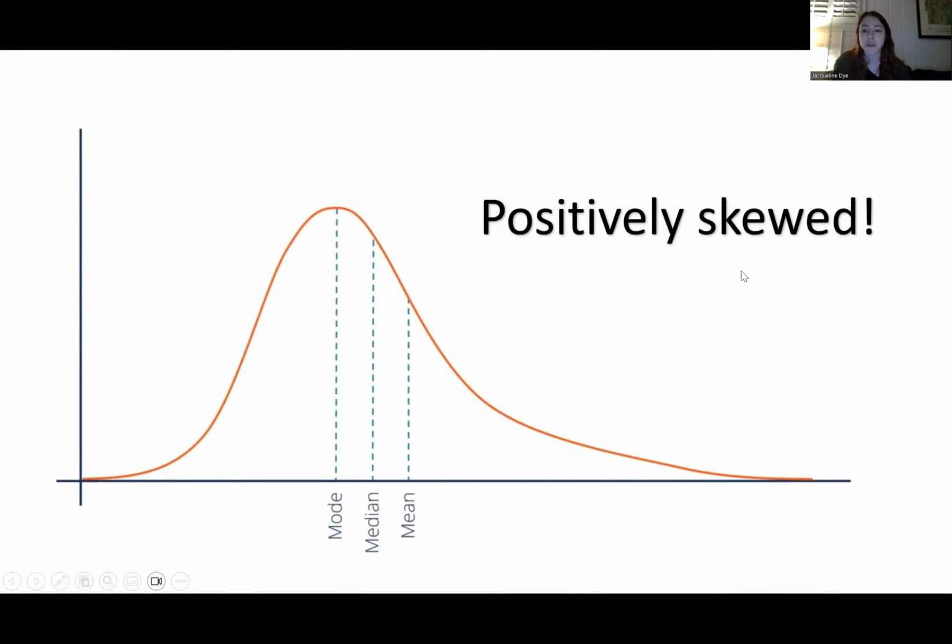All right, so this is positively skewed. I spoiled that, but it is a positively skewed distribution here. And so in that case, our mode is going to be the most frequently seen value. So that's going to be this highest point here. Our median is going to be in the middle, and our mean is going to be the highest number that's being pulled all the way right here with these higher value outliers.